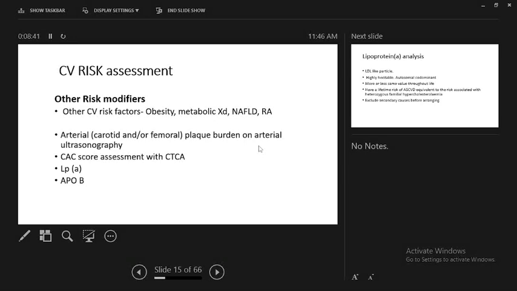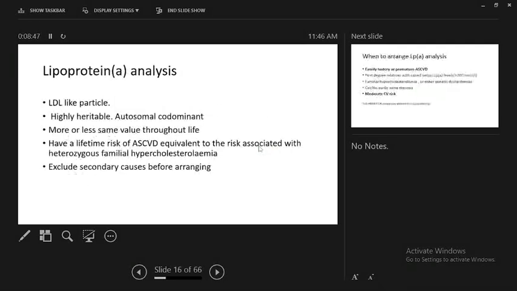Do them as screening, remember. Lipoprotein small a as well as ApoB protein are also recommended in the guidelines in other countries, but I will discuss them in a little more detail. Lipoprotein small a is an LDL-like particle, hope that you can remember. It is highly heritable and autosomal codominant as well, with more or less the same value throughout life.